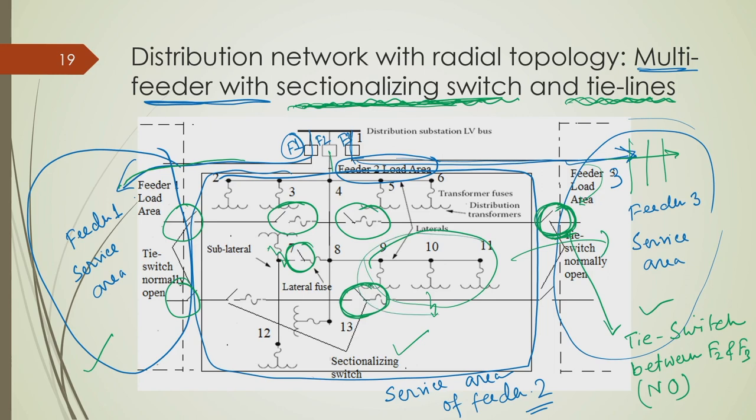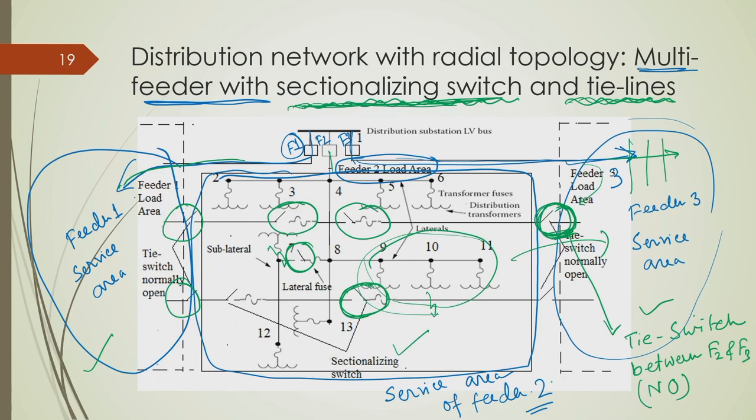So, the tie switch will be operated when it is not possible by operation of the sectionalizer to keep most of the part of the circuit healthy. During that time, you can connect some of the sections of one feeder to another feeder through this tie line arrangement. So, during my discussion on reliability in module 3, I will discuss this in more detail, but the basic purpose of both the switches is that one is a normally closed switch, another is a normally open switch. They will be operated to improve the reliability of the circuit or reliability of the network.